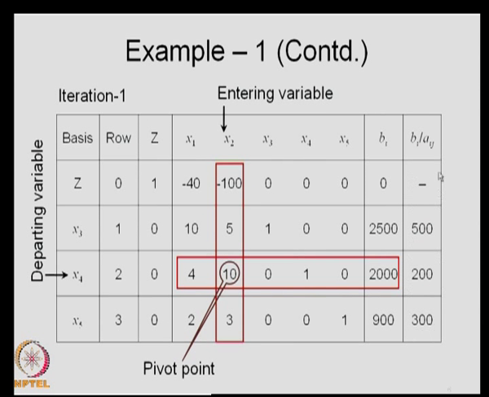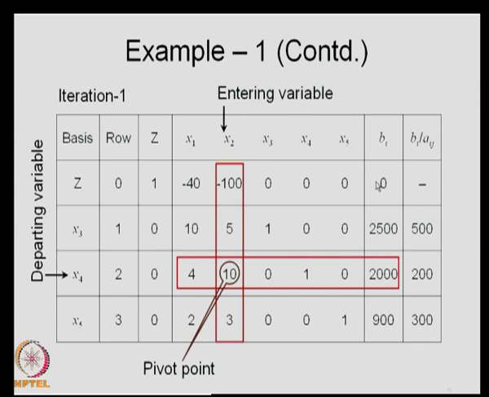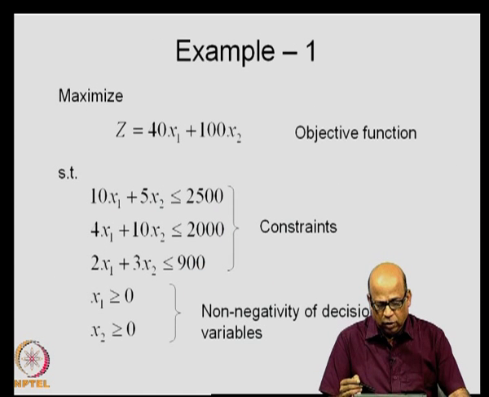Remember, bi by aij is only computed for identifying the departing variable. You should not divide this also by 10. Bi by aij, this column, is always computed corresponding to an iteration after you have done all the transformation to obtain the new W. So, we write now the iteration 2 W. So, the first row that you transform is this. Then each of these other values you transform using your earlier formula that we had used.